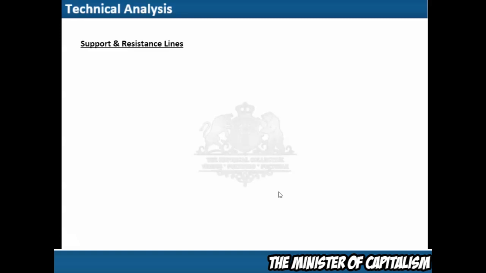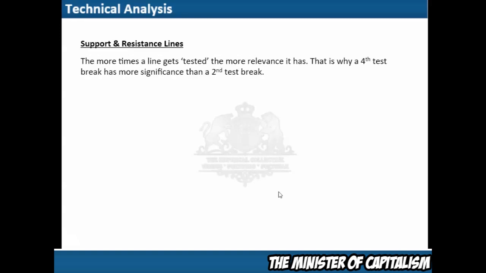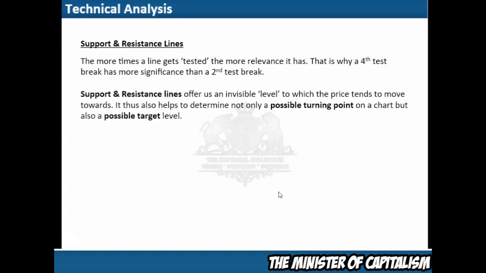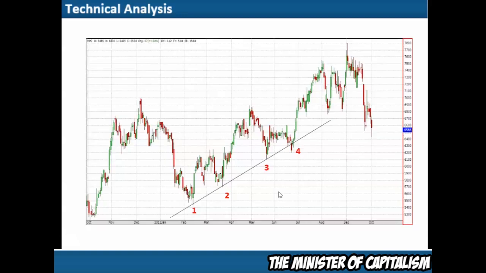Support and resistance lines. The more times a line gets tested, the more relevance it has. That's why a fourth test break has more significance than a second test break. Support and resistance lines offer us an invisible level to which the price tends to move towards. It thus also helps to determine not only a possible turning point on a chart, but also a target level. So you can see how this establishes the trend once you draw your trend line in.